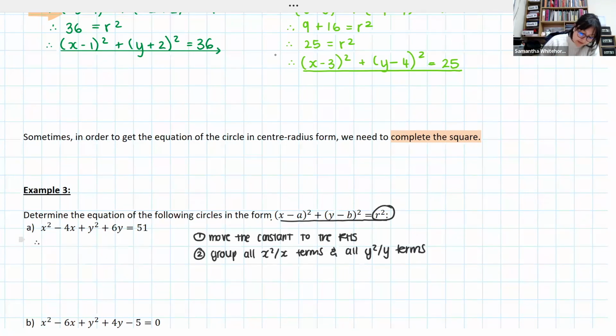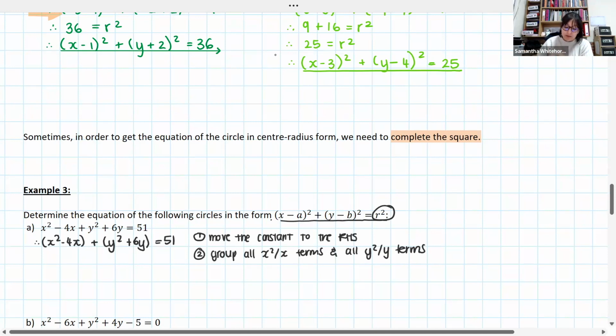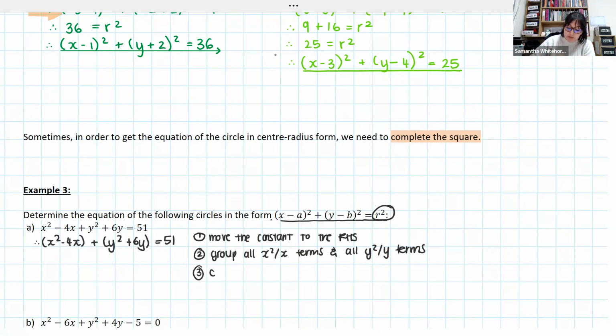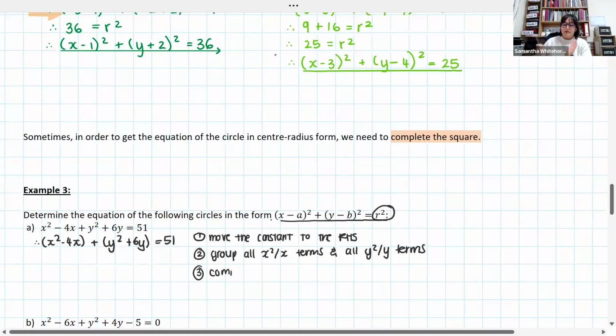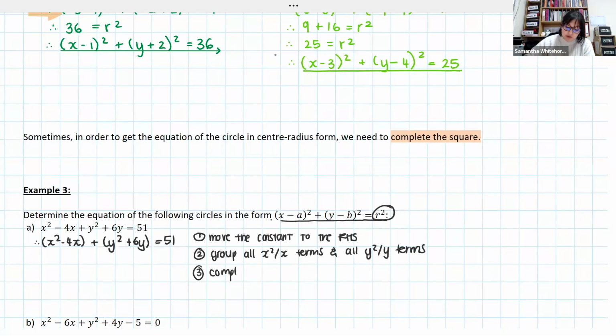So I've got x squared minus 4x, that's one grouping, plus y squared plus 6y, second grouping, equals 51. Now we know the goal is to have those brackets as an x plus or minus something, a y plus or minus something, and then each of those brackets squared. So this is now your third step, where you complete the square for both x and y. So essentially when doing this, you're actually completing the square twice.